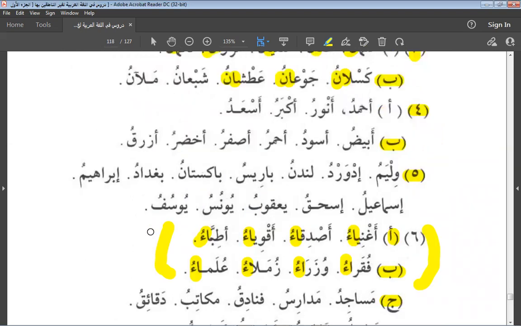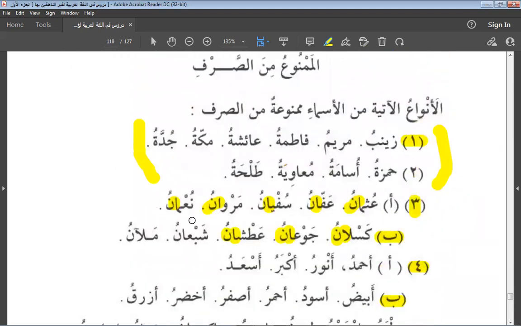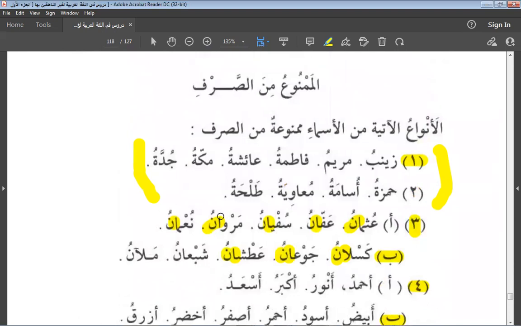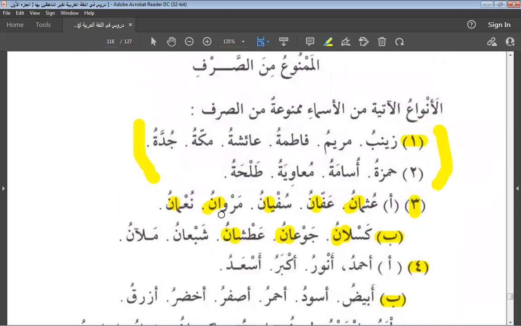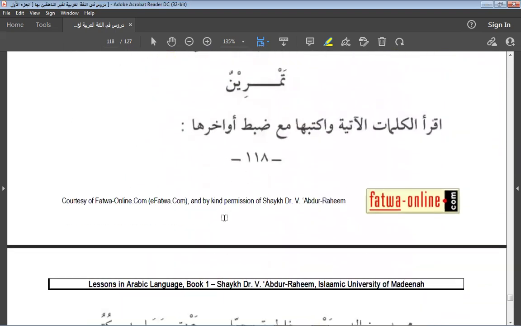Okay, so this was just, as I said previously, we were just going to see the types of words that fall under the mamnu min as-sarf. But as a topic, mamnu min as-sarf, we've understood what the topic meant. Okay. Sila, I wanted to find something here. Okay, so that is that for that topic.